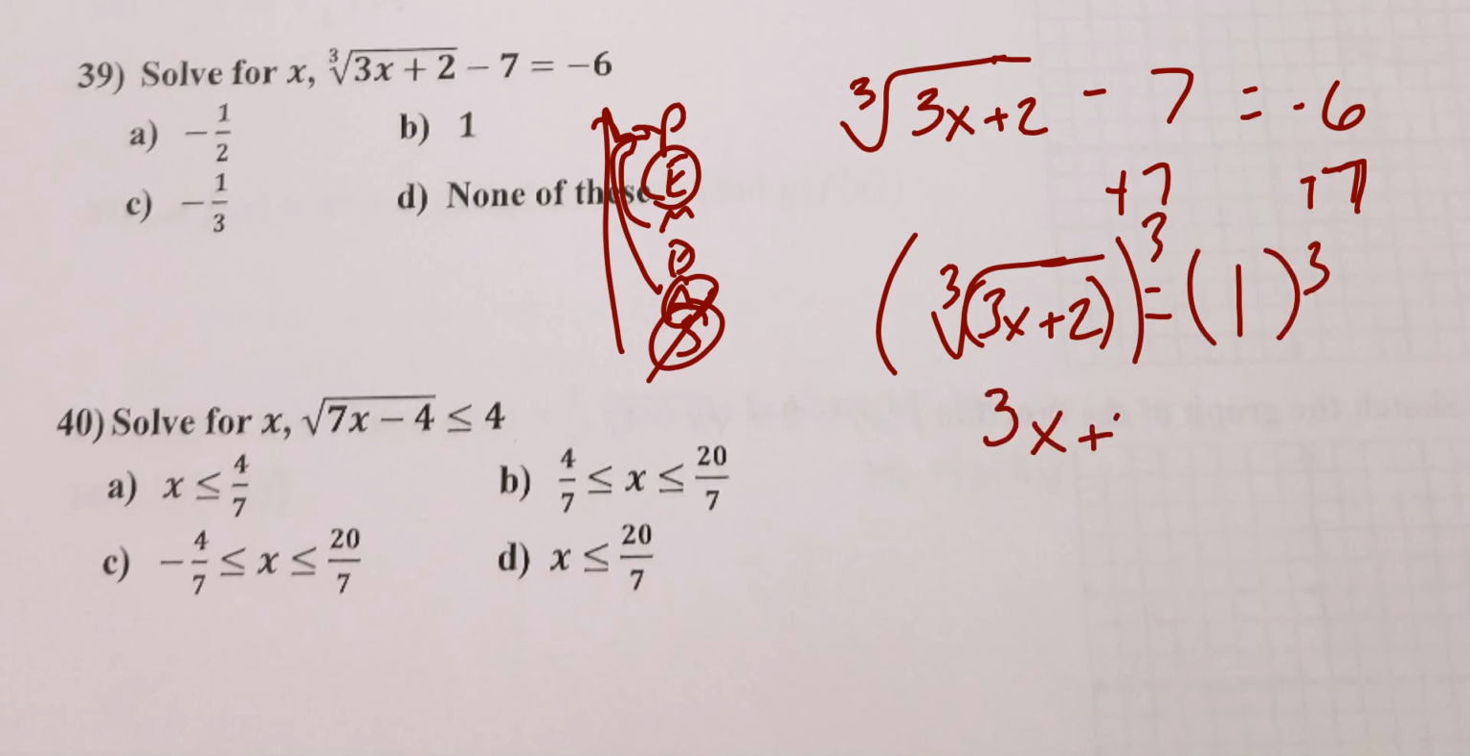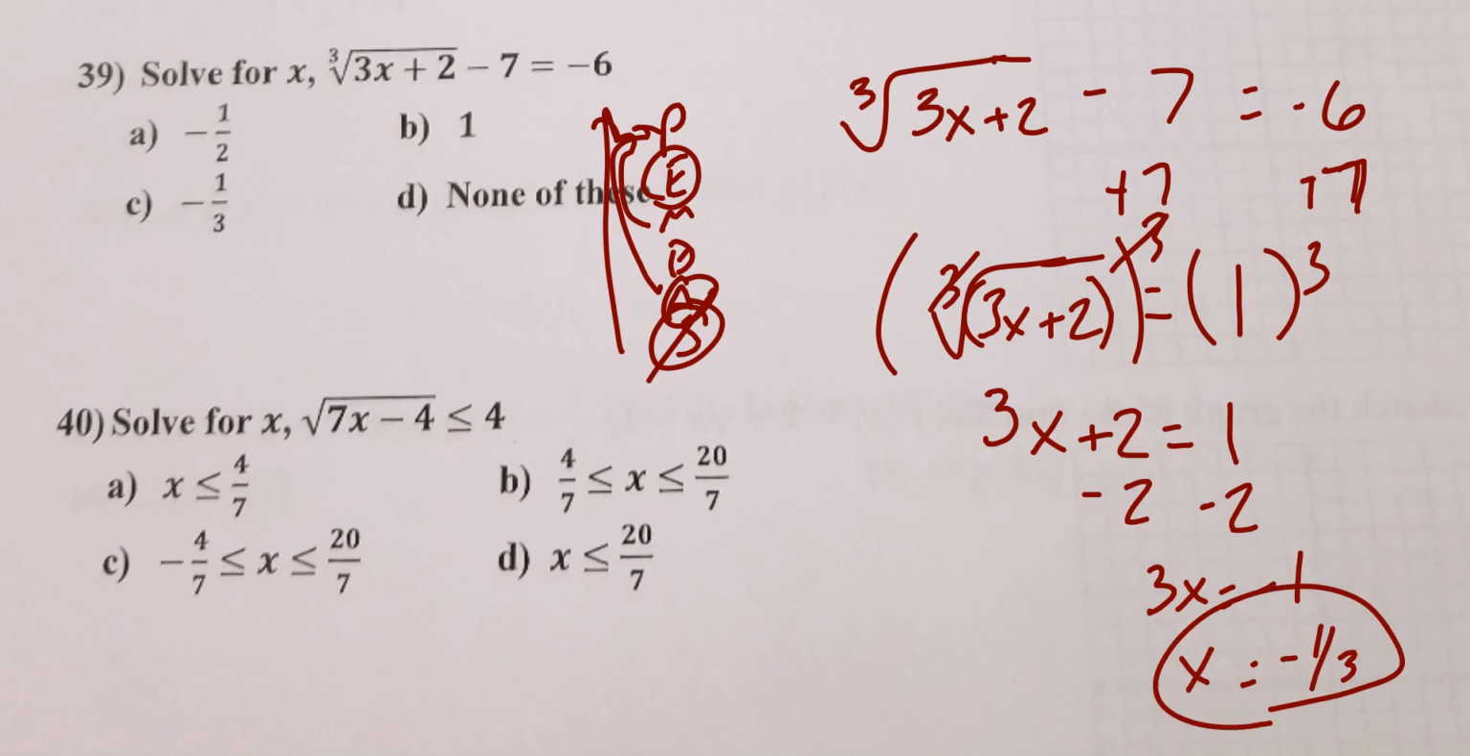So I have 3x plus 2 equals 1. Now it's a simple solve problem. So I cube to make the little 3 go away. So I subtract 2 from both sides. I get 3x equals negative 1. X equals negative 1/3. You do want to plug it in to make sure it works, because if it doesn't, it's possible that you can get a right answer math-wise, but get a wrong answer as in it's not possible. But in this case, it does work if you plug it in. And that's it for 39.